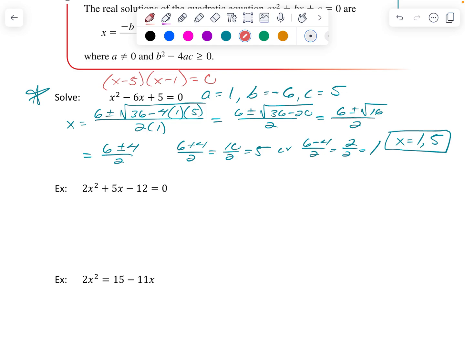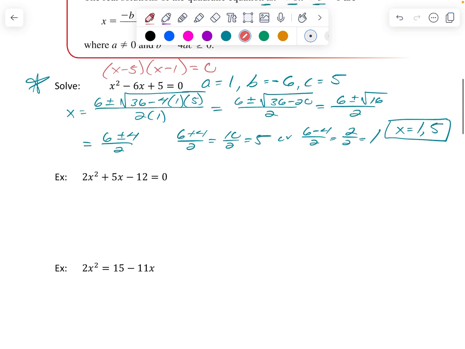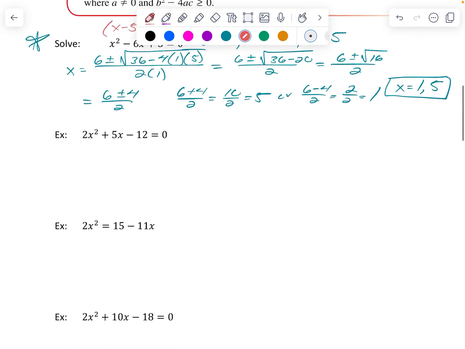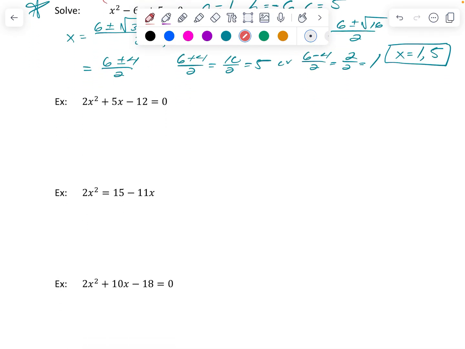But as you'll see, we really need it when it comes to the not so nice answers, where our answers involve a square root. Well, let's take a look at the next one here. We're going to define a equals 2, b is 5, c is -12.